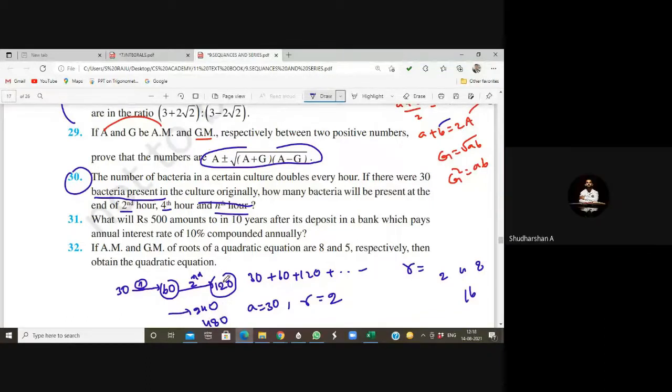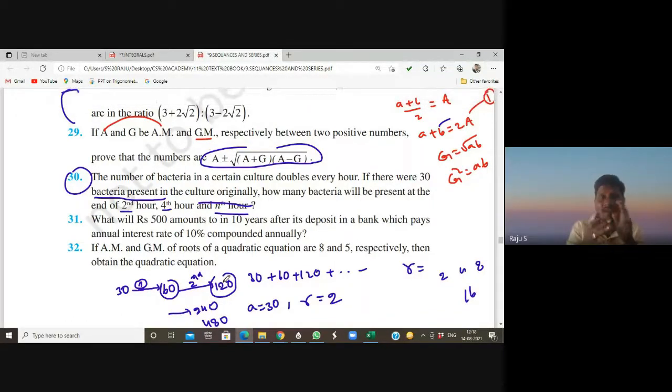Okay, generally we know the answer, but we can't write it directly. First hour it is 30, end of the first hour 60, end of the second hour 120. We cannot write like that. With the help of the geometric progression alone, we have to find the value. They do not ask for the sum here, they are asking for the term at the end of the second hour.